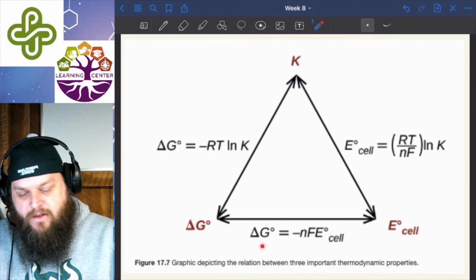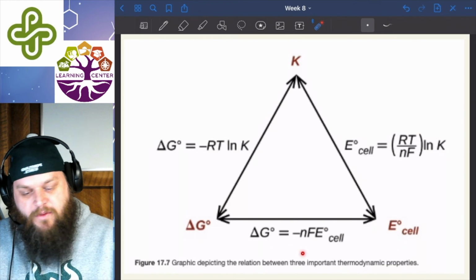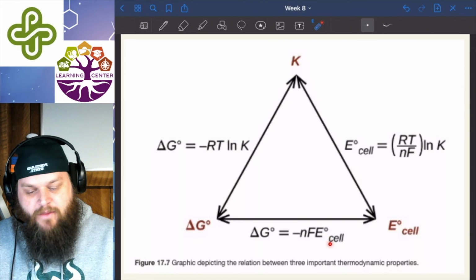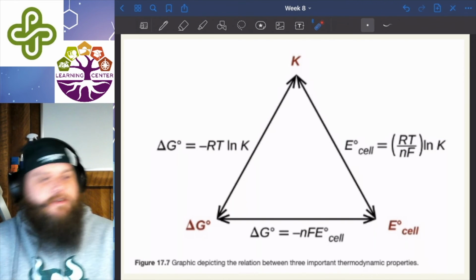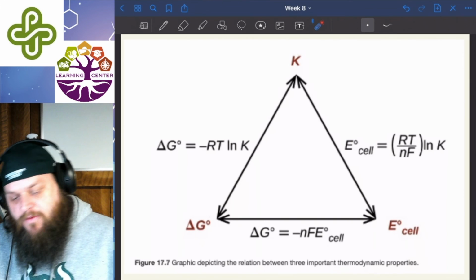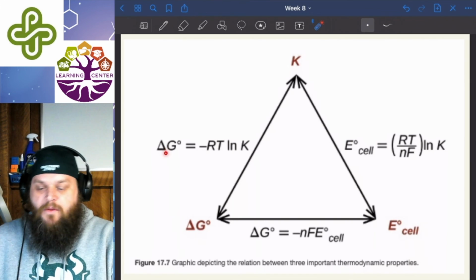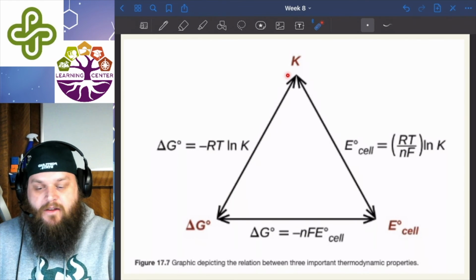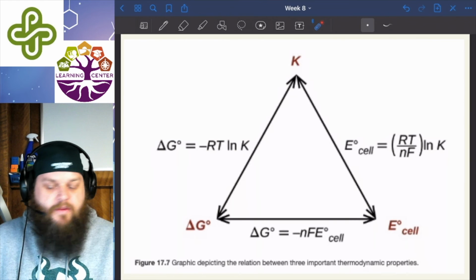Similar going to delta G from E, that's just this one we talked about today. Again, the Faraday is just a constant, N is just the number of moles, and E is the cell potential. So if you know that, you can find Gibbs free energy, or you can rearrange and solve for the cell potential if you know Gibbs free energy. And we talked about this a few weeks ago, so it's the same idea. Converting from K to delta G is really useful to be able to do.